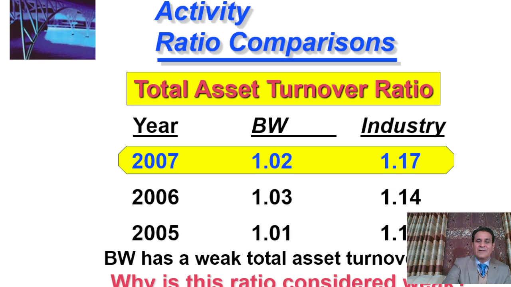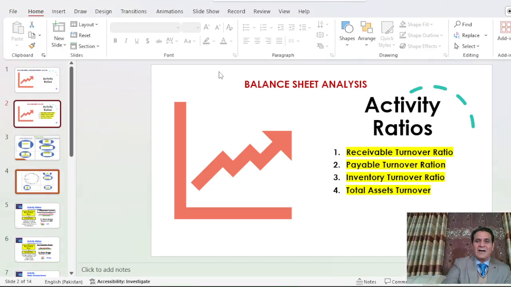BW must look at the marketing strategies, or at their finished goods and work in process, which are taking more time.